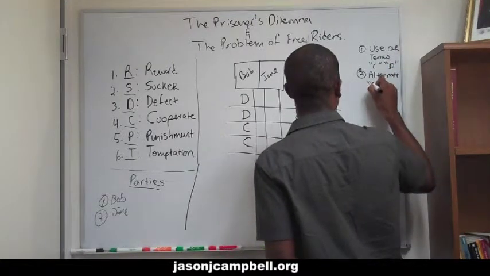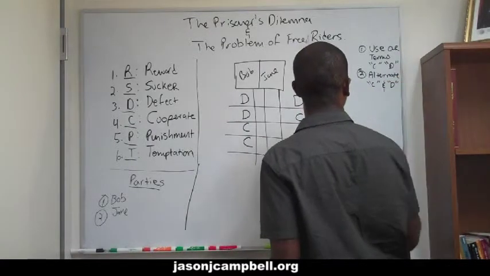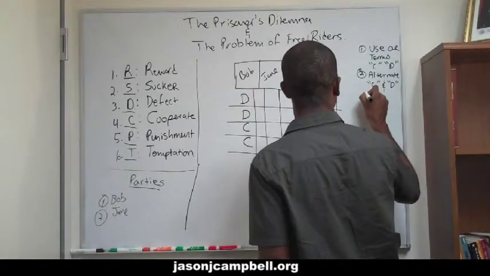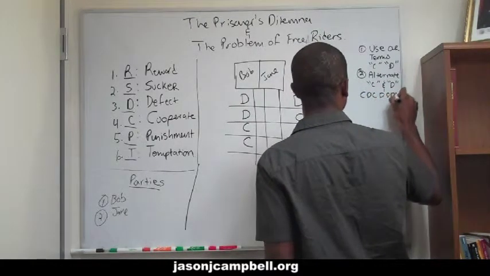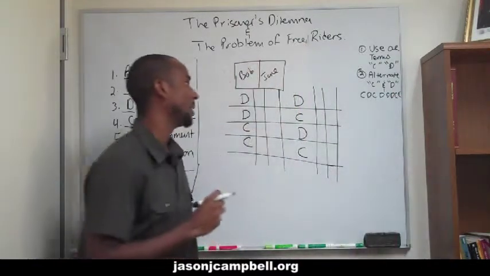Next thing we do is alternate C's and D's, right? So we use those terms C and D, and then we alternate it as follows. C, D, C, D, D, D, C, C. Okay, so that's the next thing that we do.